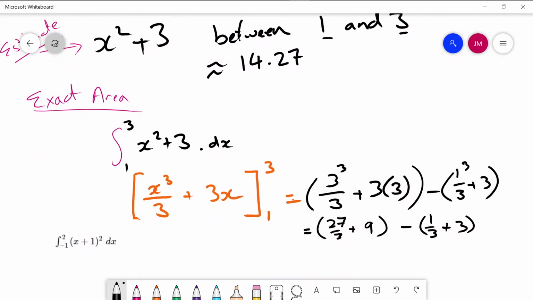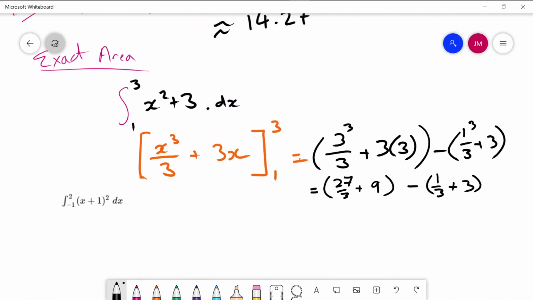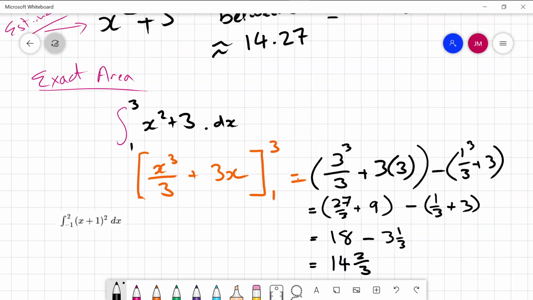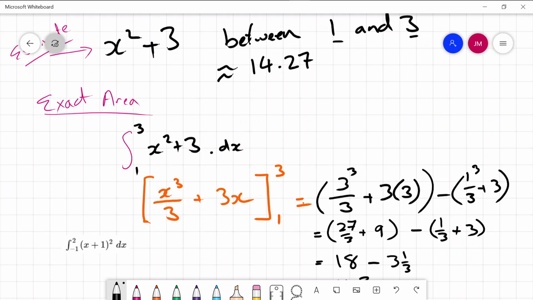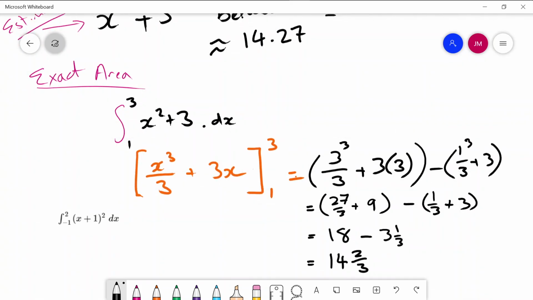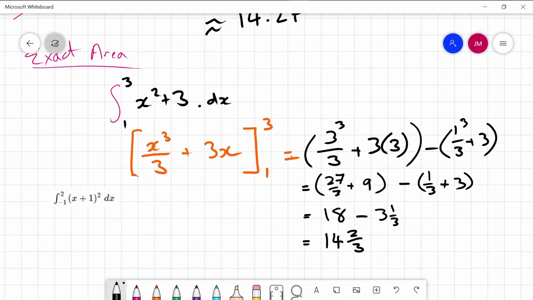So we'd have 27 on 3 is 9, so we'd have 18 minus 3 1/3 would get us to 14 2/3. And we see at the top here, we were getting closer there, 14.27, and that was with 20 rectangles. We could keep going infinitely long, so this would be your exact area, 14 2/3.